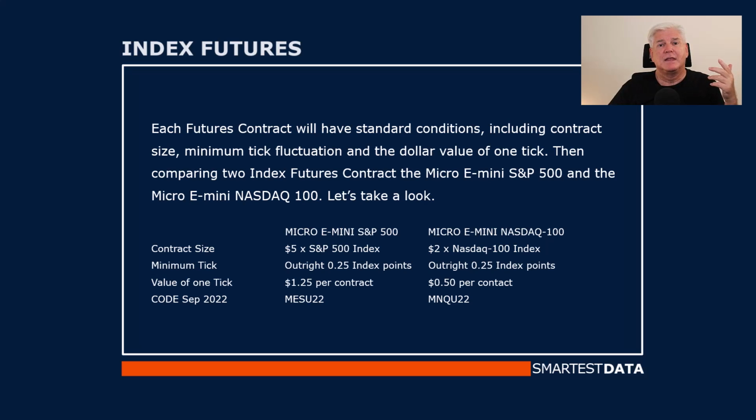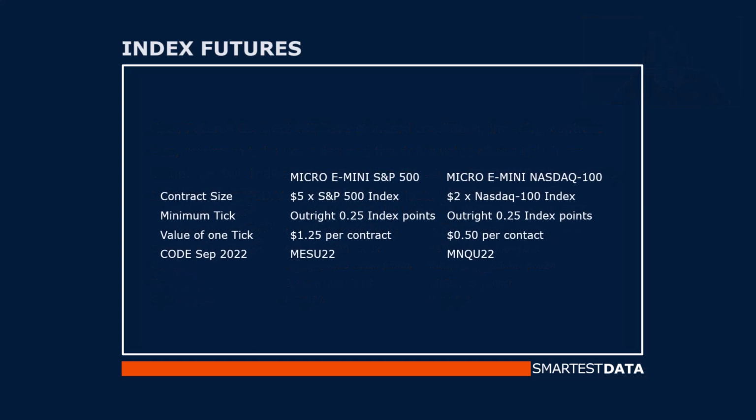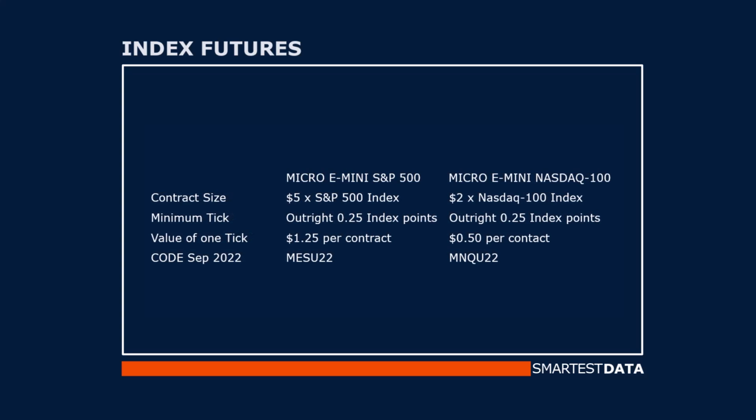tick. Then comparing two index futures contracts, the micro E-mini S&P and the micro E-mini NASDAQ 100, let's take a quick look. So comparing the micro E-mini S&P 500 and the micro E-mini NASDAQ 100, the contract size $5 times the S&P 500 index, while for the micro E-mini NASDAQ 100, it is $2 times the NASDAQ 100 index. The minimum tick outright 0.25 index points for both contracts.